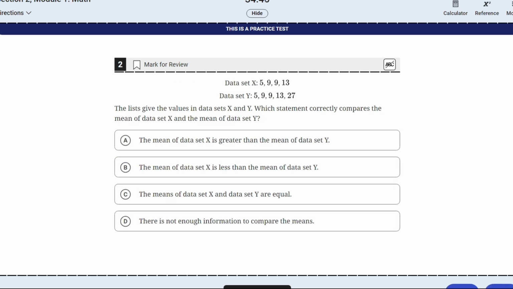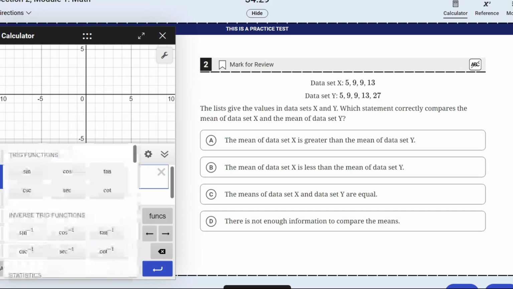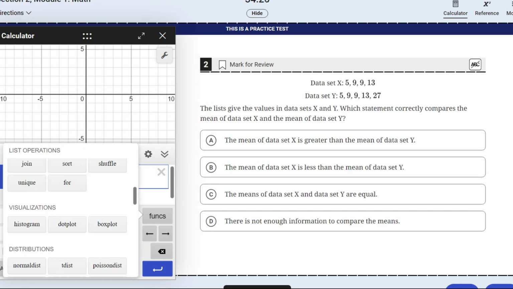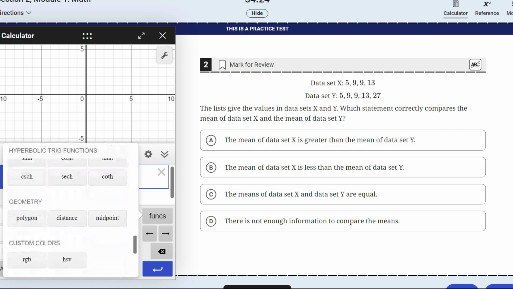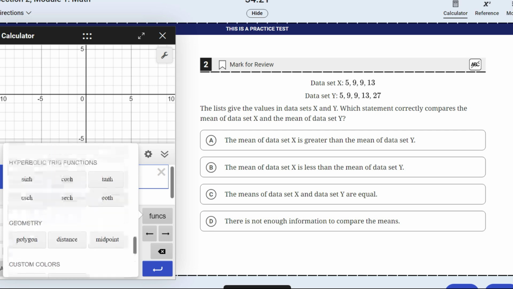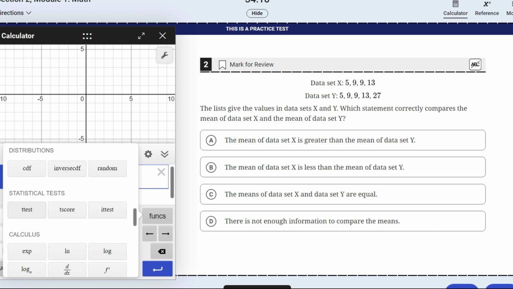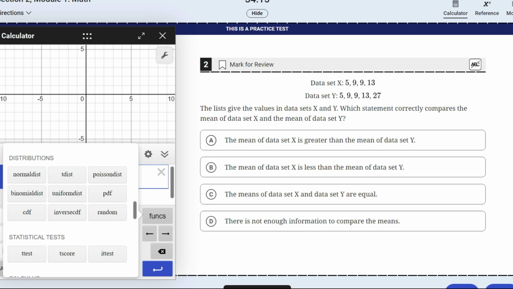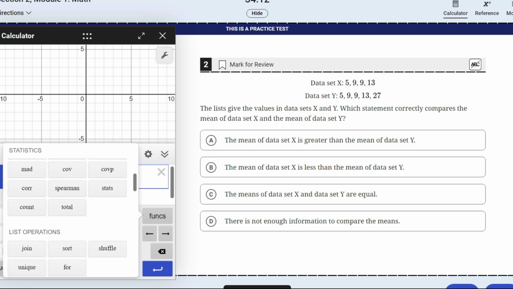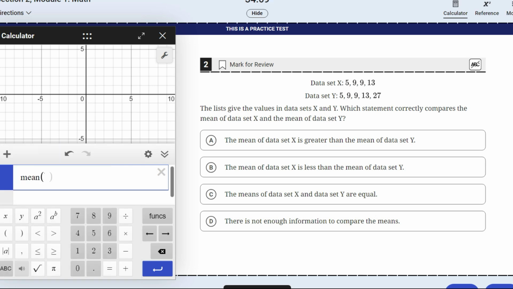Next one. For the next one, I don't want to use a regular calculator. I'm going to use Desmos because I don't want to guess, but I'll use the calculator function that calculates mean. That's available in Desmos. If you click on functions, then under statistics, you'll see mean, and this is what we want to calculate. It's pretty simple to calculate using Desmos. There you go. You just have to enter the values that you have here.